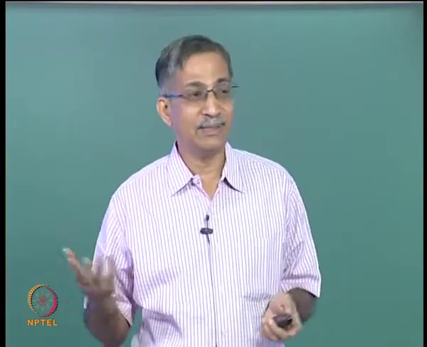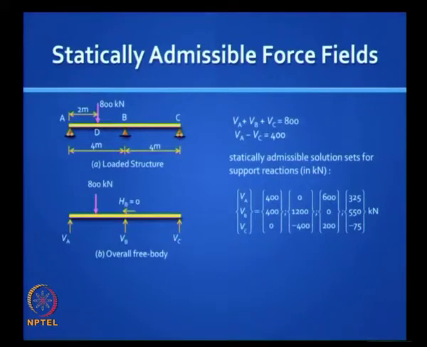The one which is least. So there are powerful ways of doing this. But the other thing to do, as some of you suggested, is to check whether you satisfy compatibility or not. Now very clearly the first solution, for example 400, 400, 0, will not satisfy compatibility, because certainly Vc cannot be 0 if that contact is established between the support and the beam.